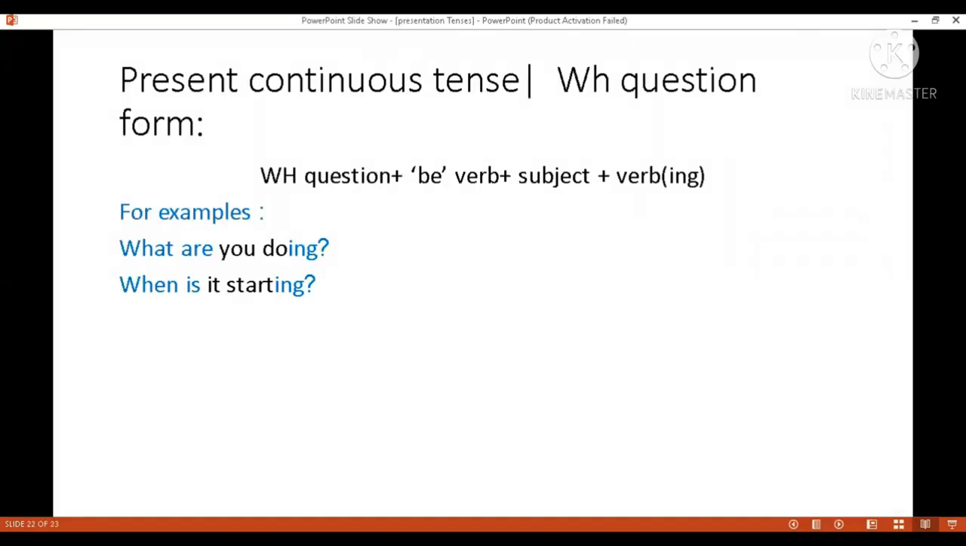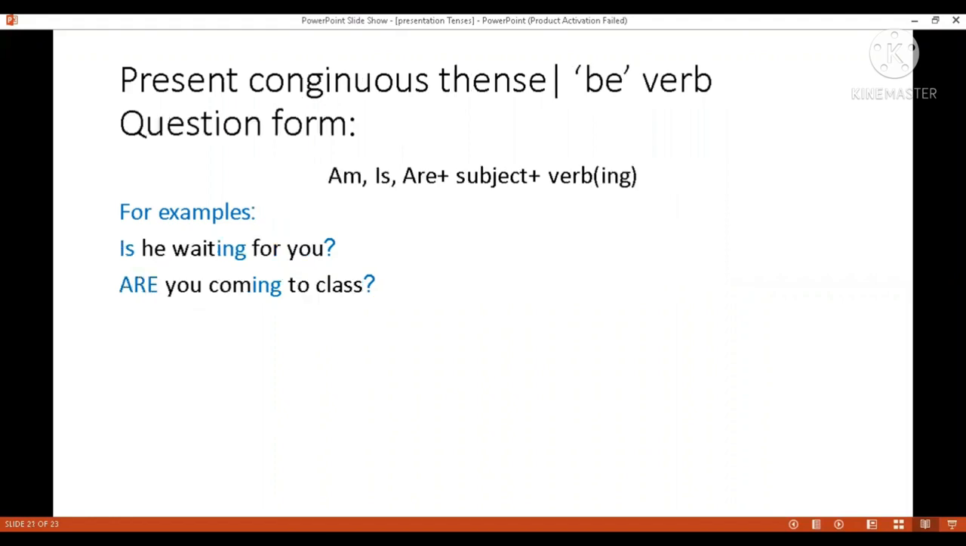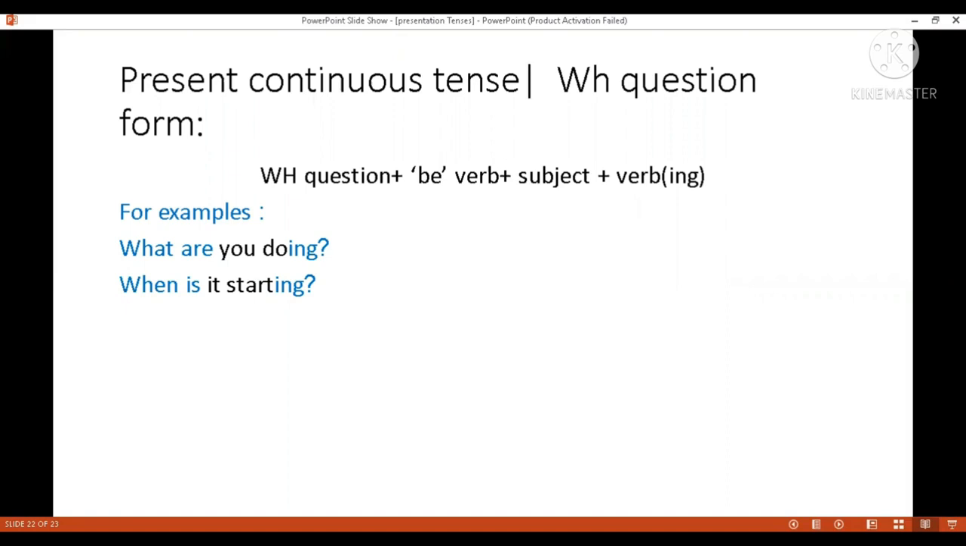Okay, let's talk about the WH question form for the present continuous tense. The WH questions like what, where, when, who, why, and how. What about the structure, Mrs. Horya? Okay, so the structure is WH question word plus be verb plus subject plus verb with ing.